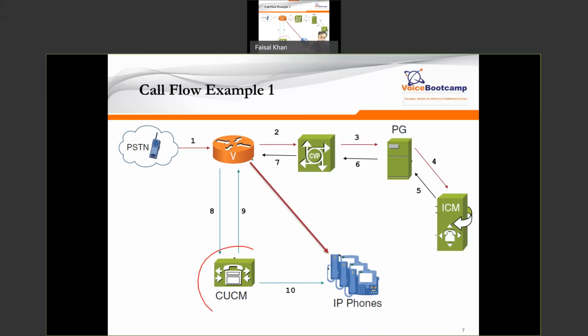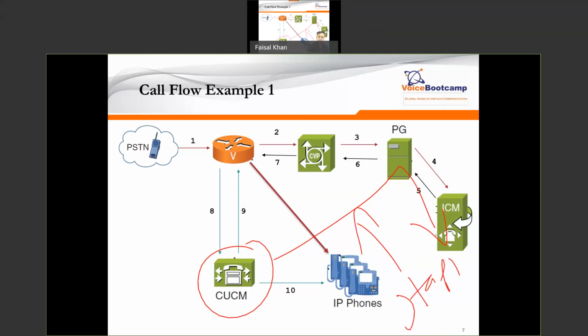Call manager is going to send a signal to the PG, to the ICM, letting the ICM know, hey, Faisal is busy, do not send any calls. And that message happens over a protocol called JTAPI. Okay, so it's not the UCCE, it's the call manager that is telling UCCE or ICM when Faisal becomes available and when Faisal is busy.